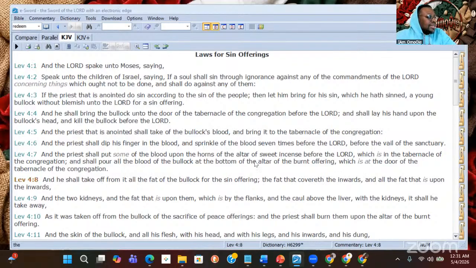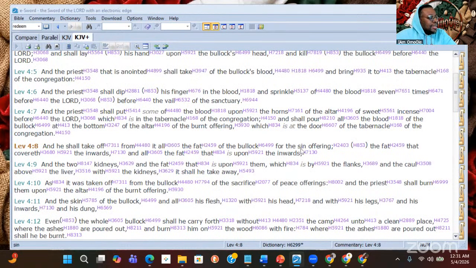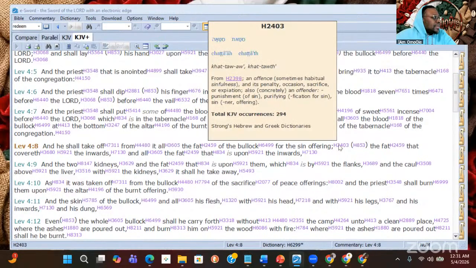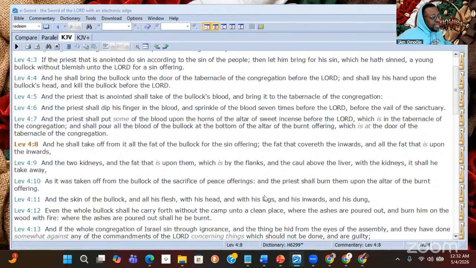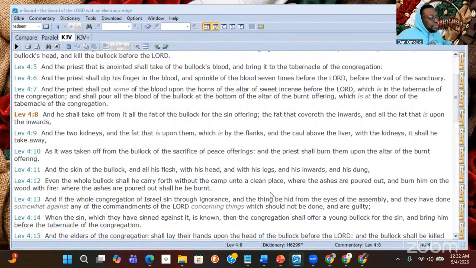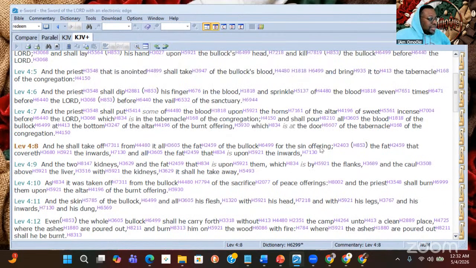And remember, this word sin is a different word in Hebrew than it is in Greek. Sin offering. Kata. That's totally different than the word that they're using in the New Testament for sin. In this sense, it means offense, but this is the part where the writing of the law is underway.